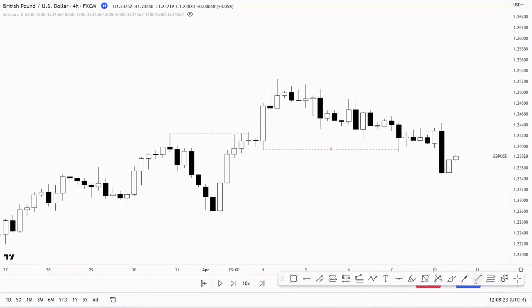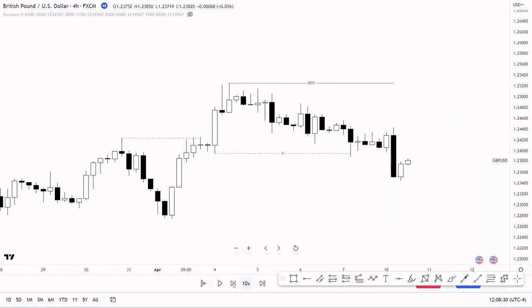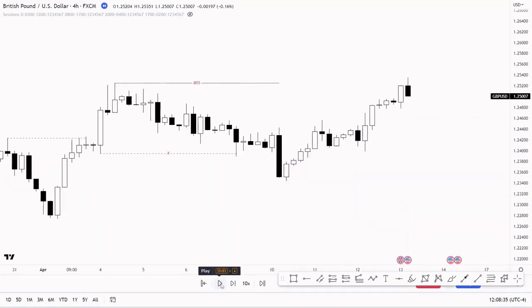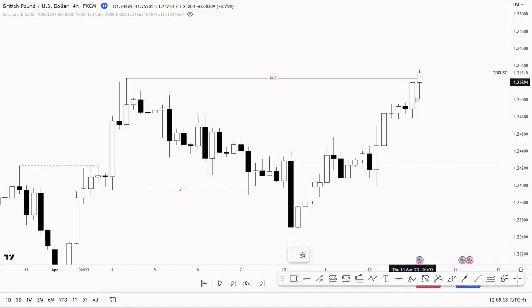Now once the market is breaking the high of the pullback, then higher high is confirmed, which is called break of structure. So let's replay it. You could see the market is closed above this higher high. Now we are waiting for the market to give the pullback.